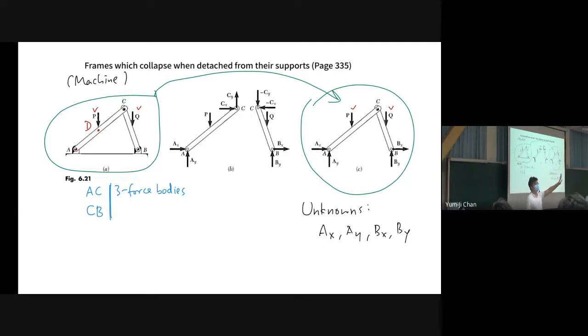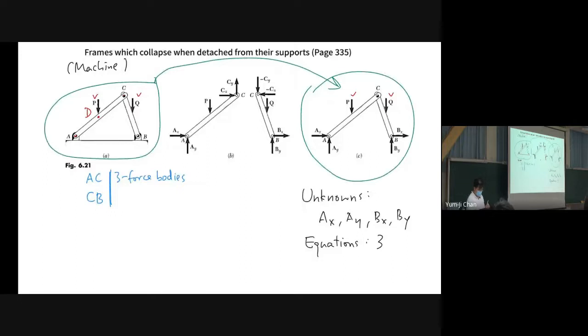How many equations do we have? 3. So of course, this is not okay, because we have 4 unknowns and only 3 equations, right? So when we have this problem, we may say, oh, let's look at this system.